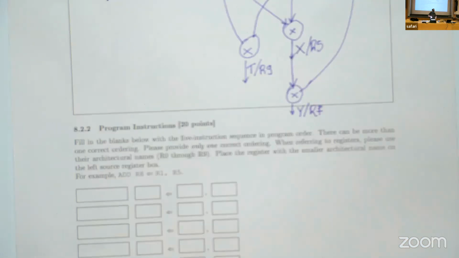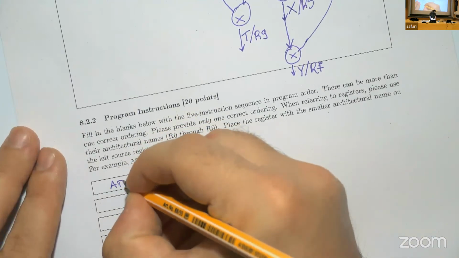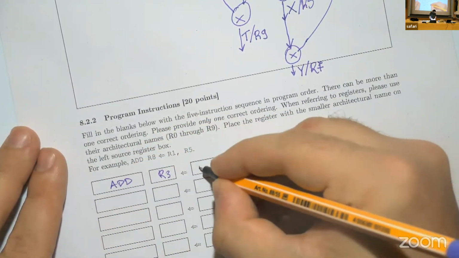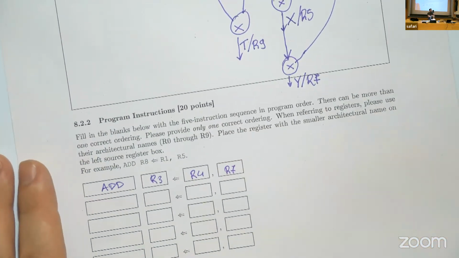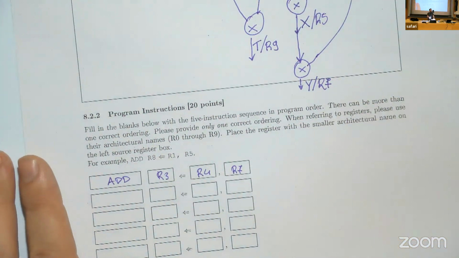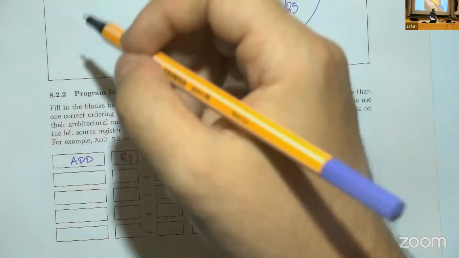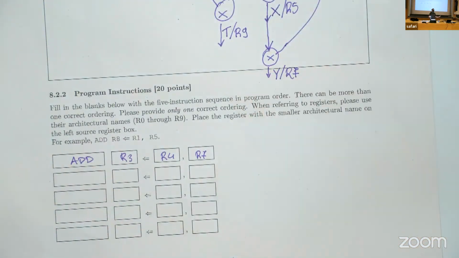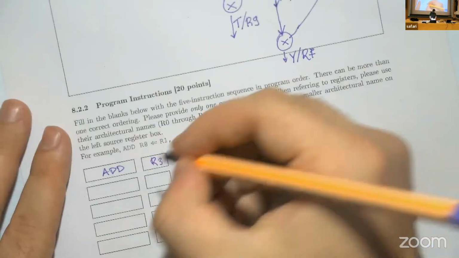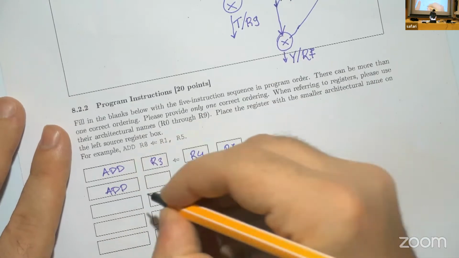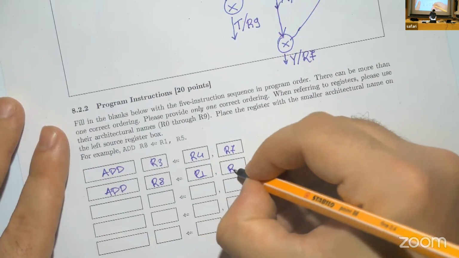The first one is the one that doesn't depend on anything in the reservation stations, which is add R3, R4, R7. After that, you can place the one I mentioned, add R1 and R2 to R8. This you can place anywhere you want, but it cannot be before the first instruction. So for example, I can write here: add R8, R1, R2.